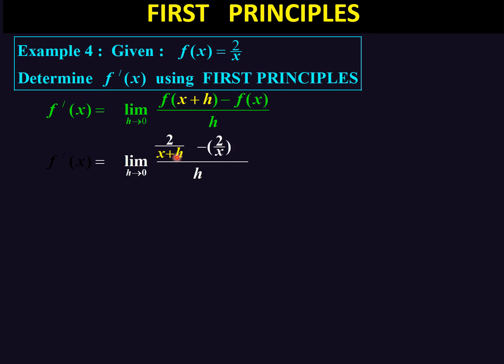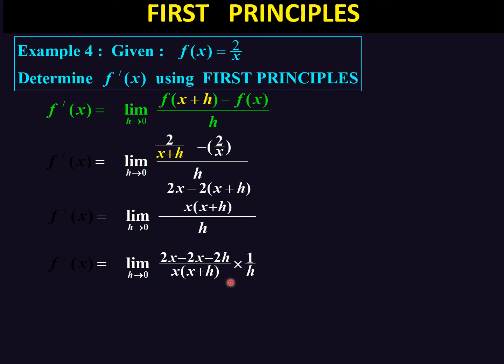What do we need to simplify fractions? That's correct. Find the lowest common denominator. The numerator will be 2 times x minus 2 times x plus h. Let's expand that. See there, we've expanded. Now instead of writing over h, I've now written that as times 1 over h. Right? It's much easier there.